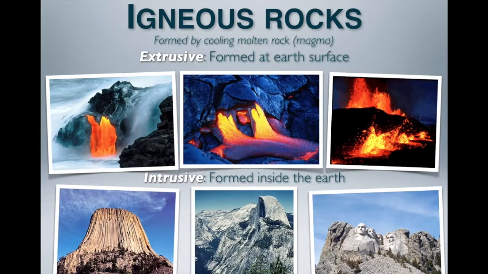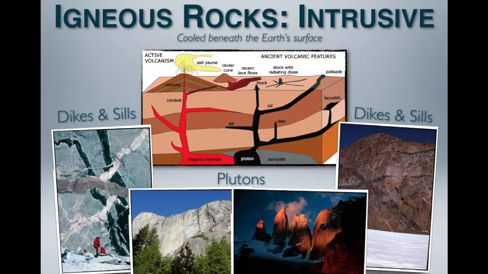So we have two major types of igneous rocks. We have extrusive and intrusive. Extrusives form at the surface, intrusives form inside the earth. I always like to think of this as intrusive is inside and extrusive is exiting and therefore is on the outside of the planet. So just little ways to help remember the difference. So let's first look at intrusives.